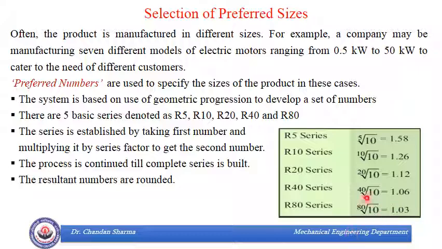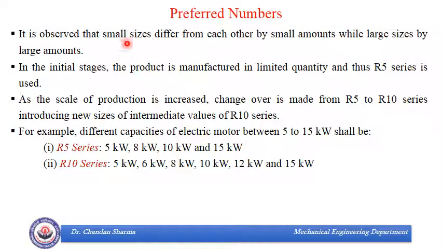You can see that in the initial stages the jump is of 58%. Later on it has reduced to 3%. So it is observed that small sizes differ from each other by small amounts, while large sizes by large amounts. So in the initial stages, the product is manufactured in limited quantity, and for that the R5 series is chosen. When the demand is established and the production is increased, the company may switch from R5 to R10, introducing new sizes of the intermediate values of the R10 series.